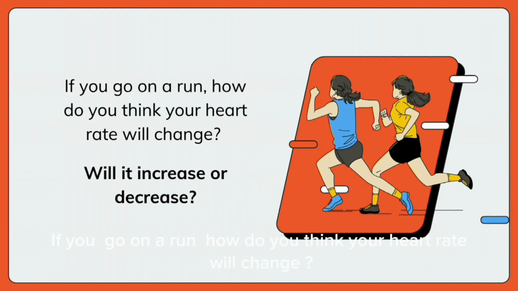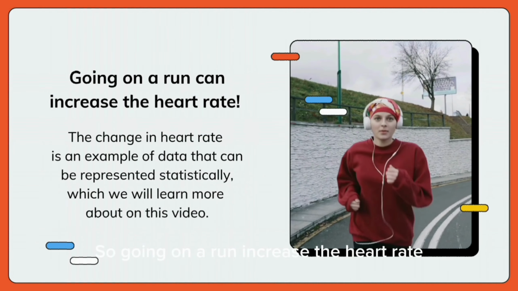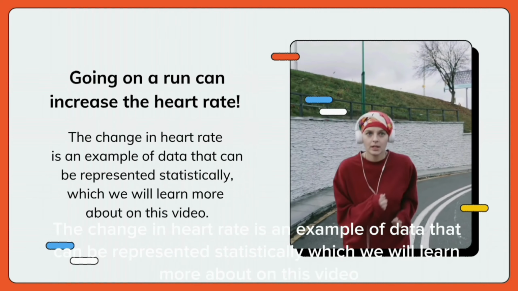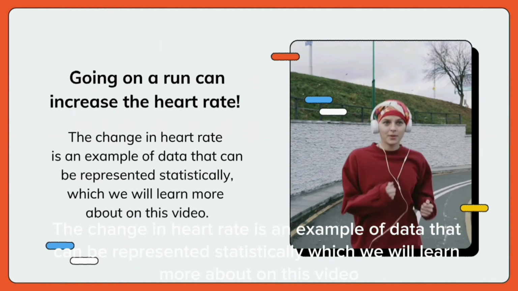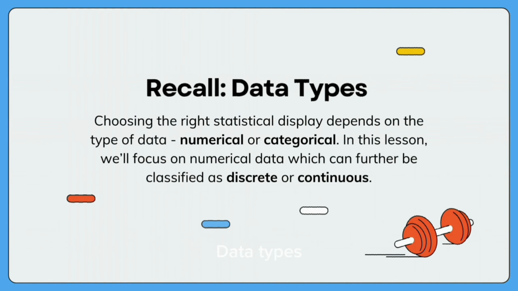If you go on a run, how do you think your heart rate will change? Will it increase or decrease? So going on a run increases the heart rate. The change in heart rate is an example of data that can be represented statistically, which we will learn more about in this video. Data types.